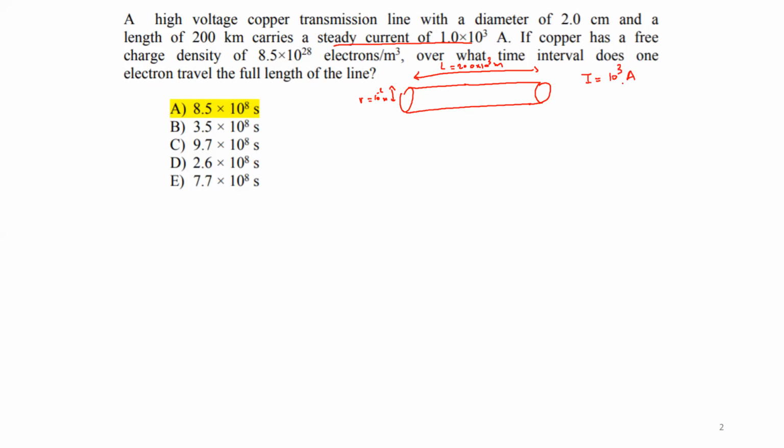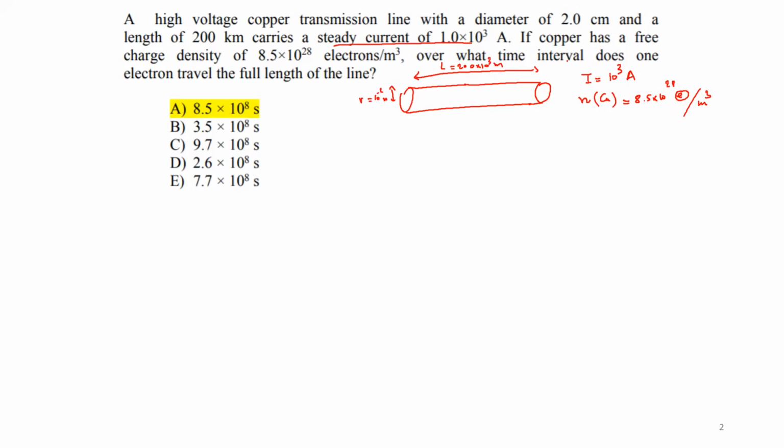Okay, now if copper has a free charge density of, so this is the number of electrons per meter cubed, for copper it's 8.5 times 10 to the power 28 electrons per meter cubed. Okay, this is the electron density per meter cubed.